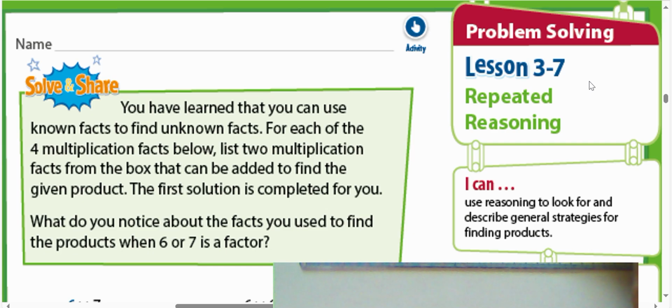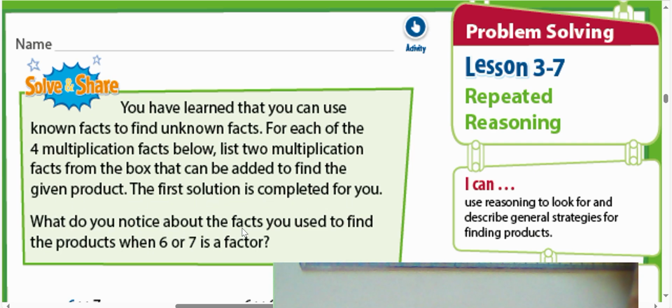Today we'll explain lesson number 7, topic 3, repeated reasoning. We can reason to look for and describe general strategies for finding products. Solve and share. You can learn that you can use known factors to find unknown factors. For each of 4 multiplication facts, list 2 multiplication facts from the book that can be used to find the given product. The first solution is completed for you.